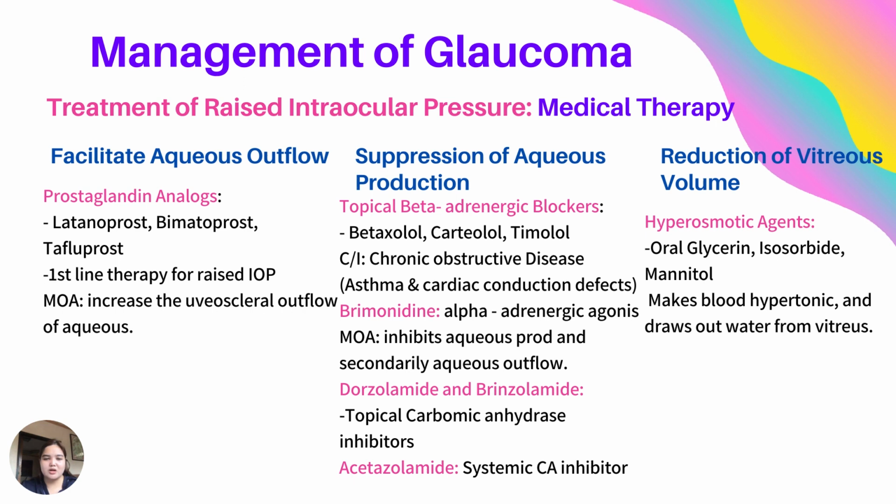To reduce the vitreous volume, hyperosmotic agents are used. Examples are oral glycerin or glycerol, isosorbide, and mannitol. They can reduce the vitreous volume by making the blood hypertonic. As a result, it draws out water from the vitreous.